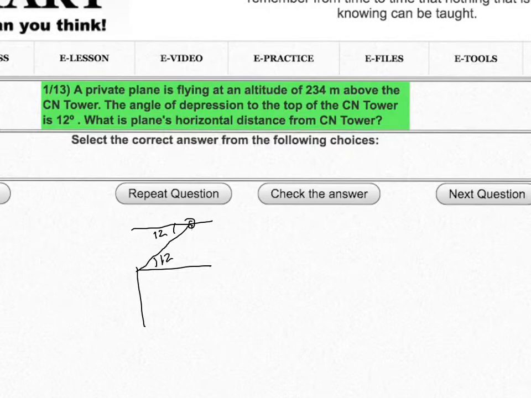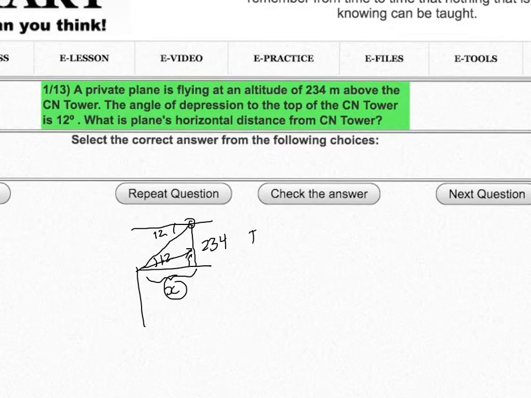Now, what I have to do is find this distance, the horizontal distance. Let's call it x. But we also know the altitude from the top of the CN Tower is 234, so this distance is 234. Since this angle is 90 degrees, we are talking about a right triangle, so we can use the trig ratios. I know the angle, I know the opposite, which is this one, and I am looking for the adjacent. So opposite and adjacent is going to give me tan.